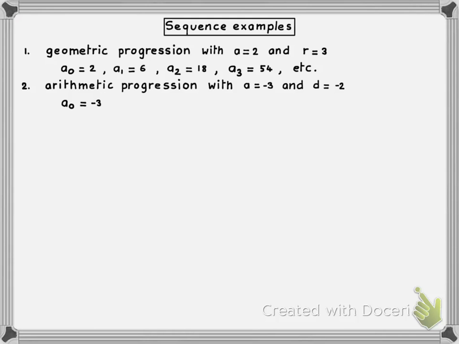So a sub 1 is minus 3 plus minus 2, which is minus 5. A sub 2 is minus 5 plus minus 2, which is minus 7. Minus 7 plus minus 2 is minus 9, that's a sub 3, and so on and so forth.